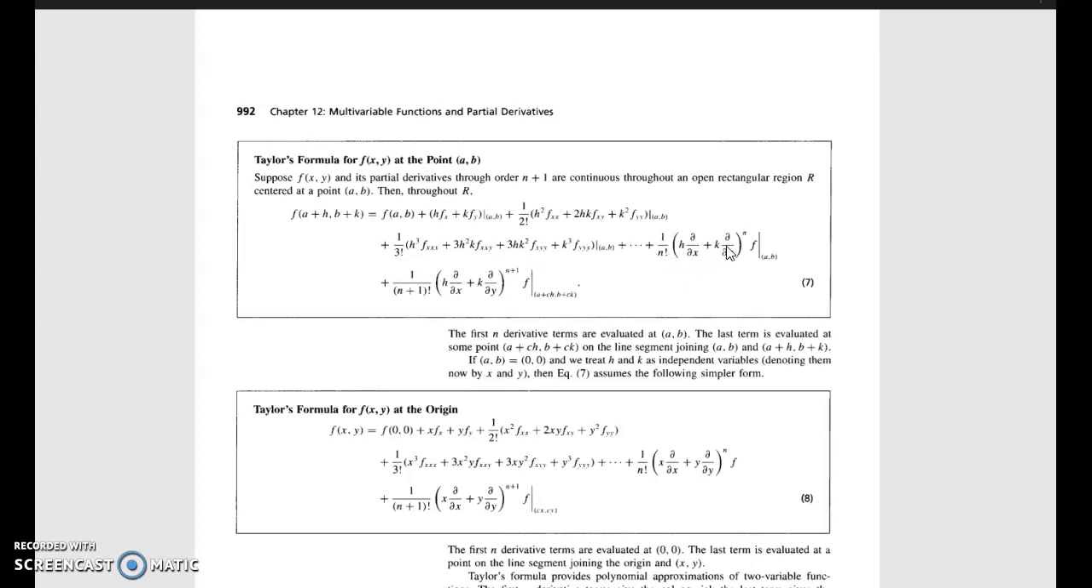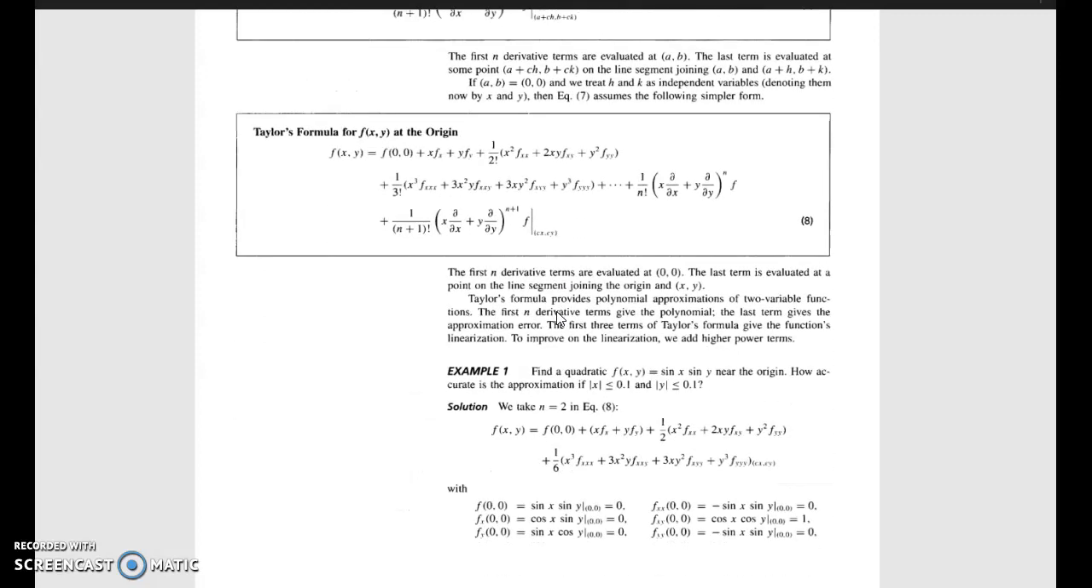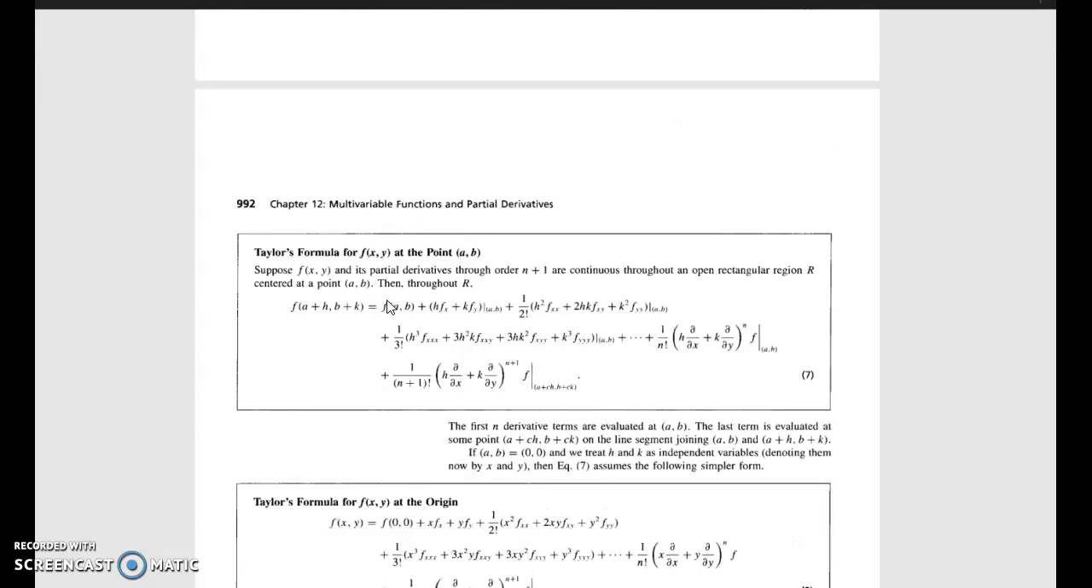Then plus 1 by n factorial into (h dou by dou x plus k dou by dou y) raised to n of f at the point (a, b). That is, for n equal to 3, it is this one. This is the nth term, plus the (n plus 1)th term: 1 by (n plus 1) factorial into (h dou by dou x plus k dou by dou y) raised to n plus 1 of f at the point (a plus ch, b plus ck). This is the Taylor's formula at the point (a, b).